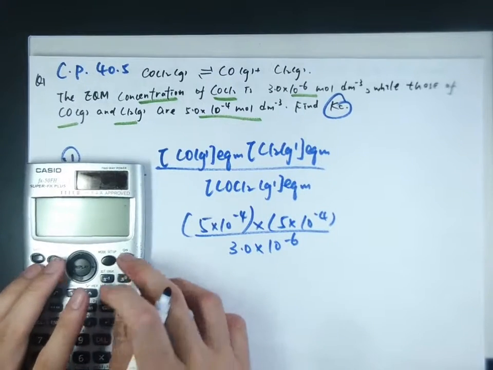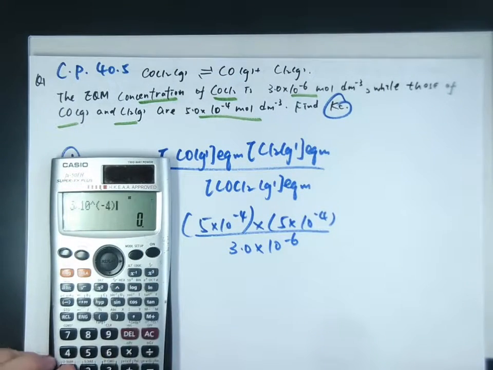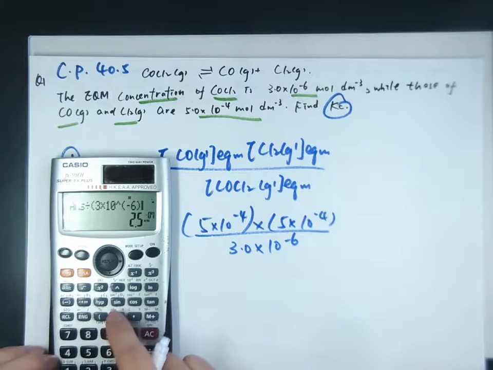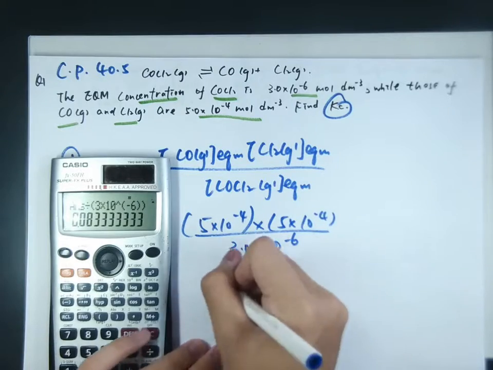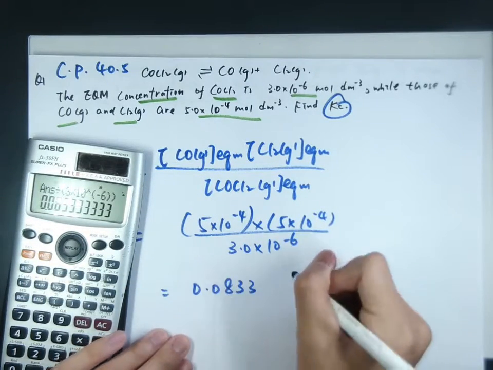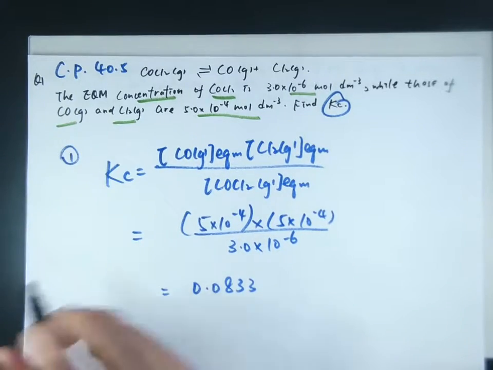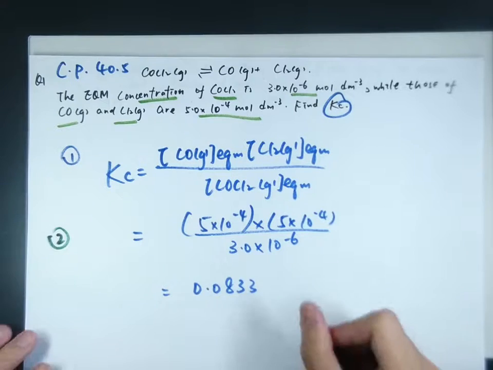So 5 times 10 to the power negative 4 times 5, divided by 3 times 10 to the power negative 6, equals 0.0833, and then this will be the second step, okay? This is the second step.